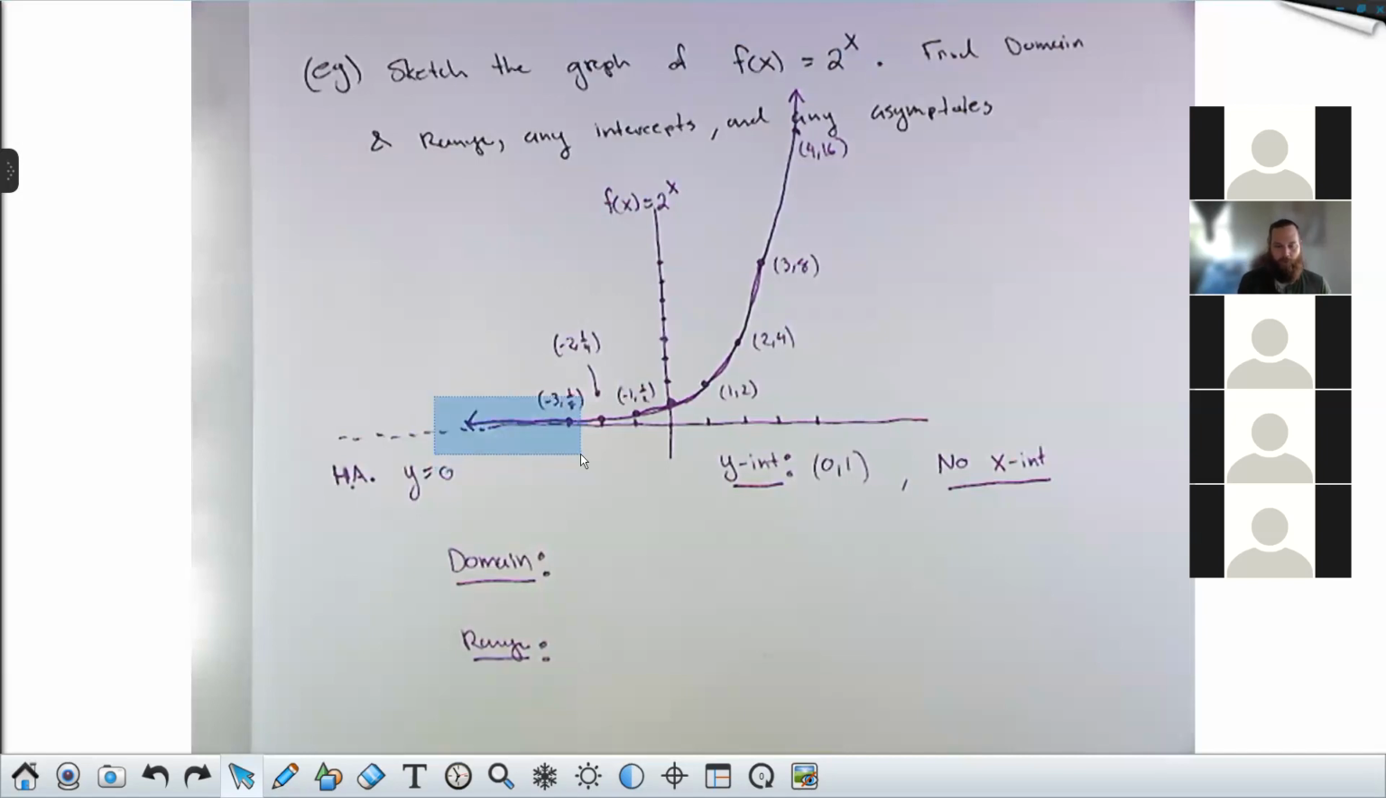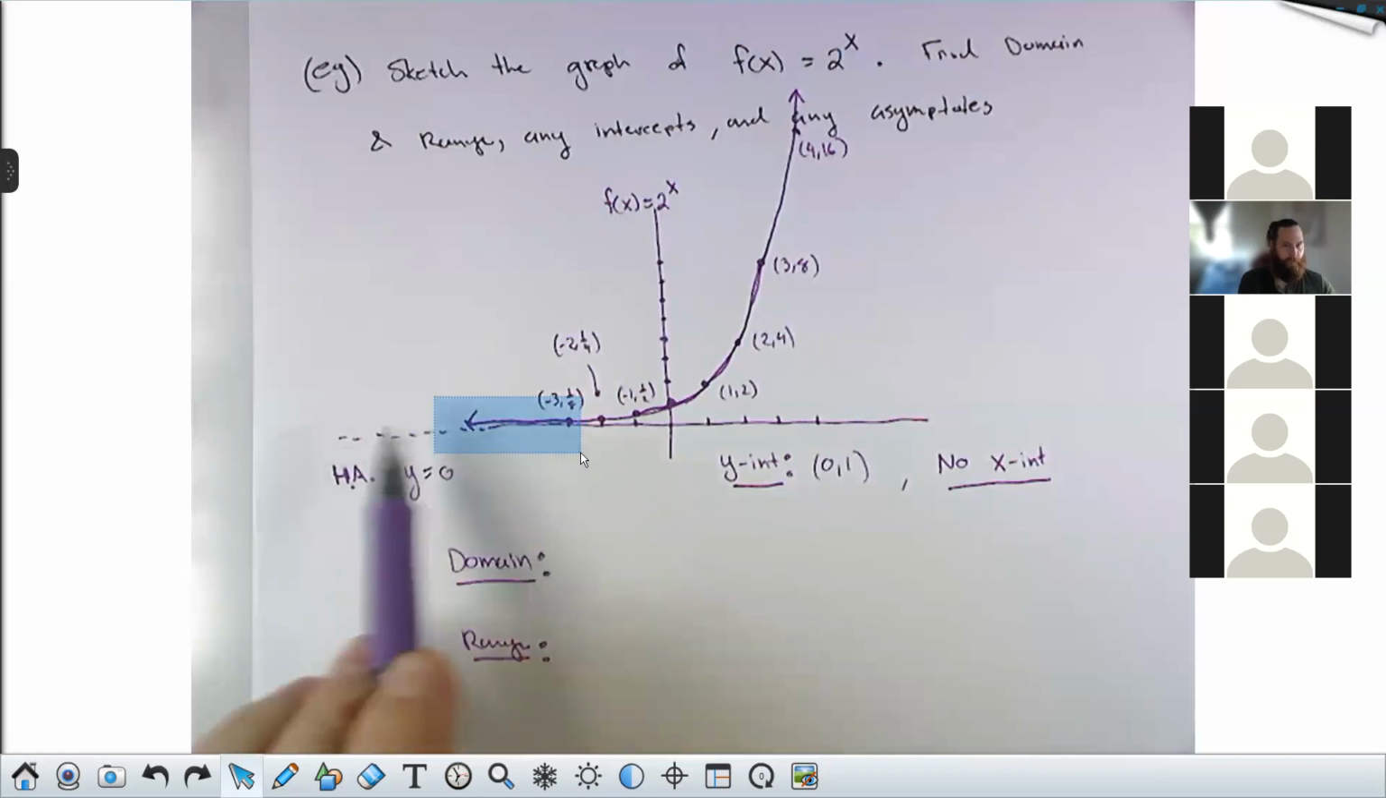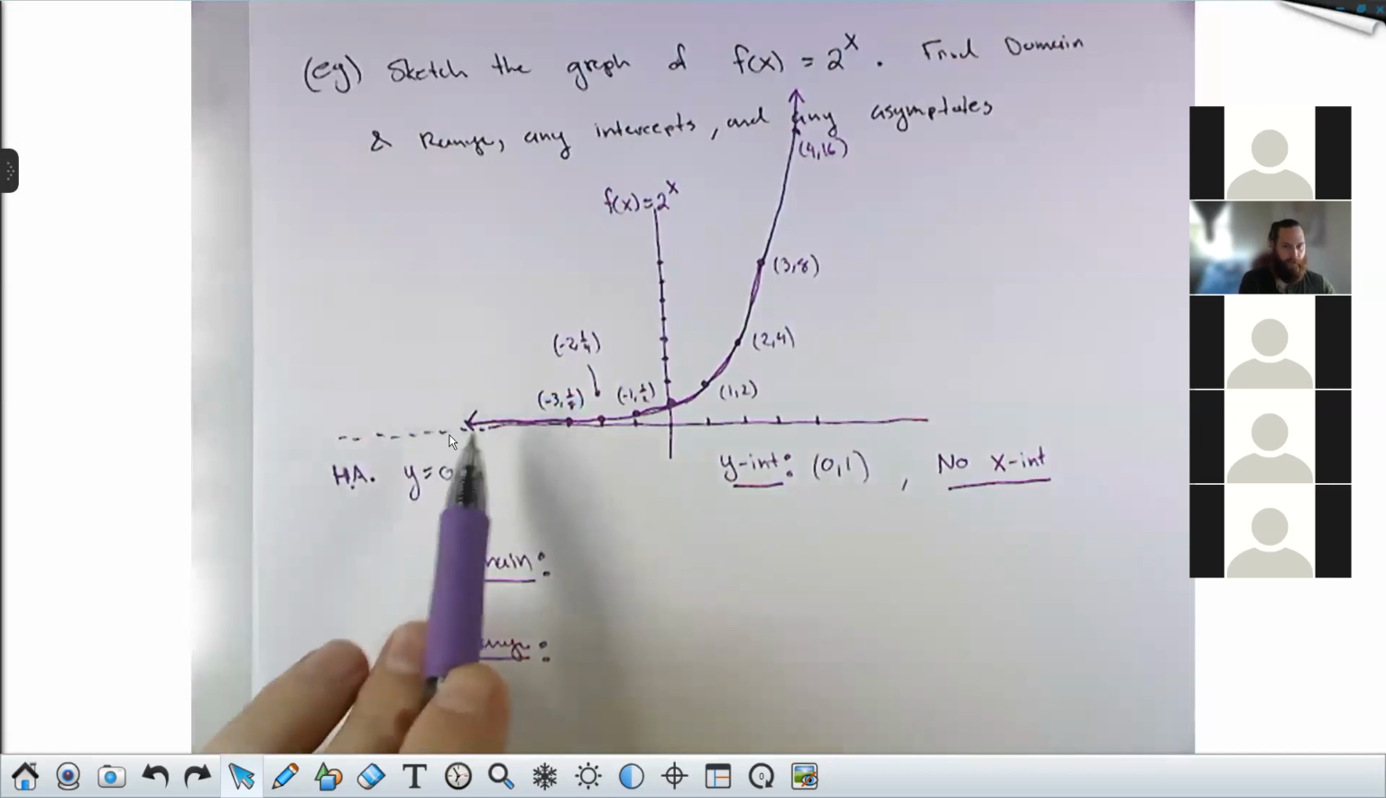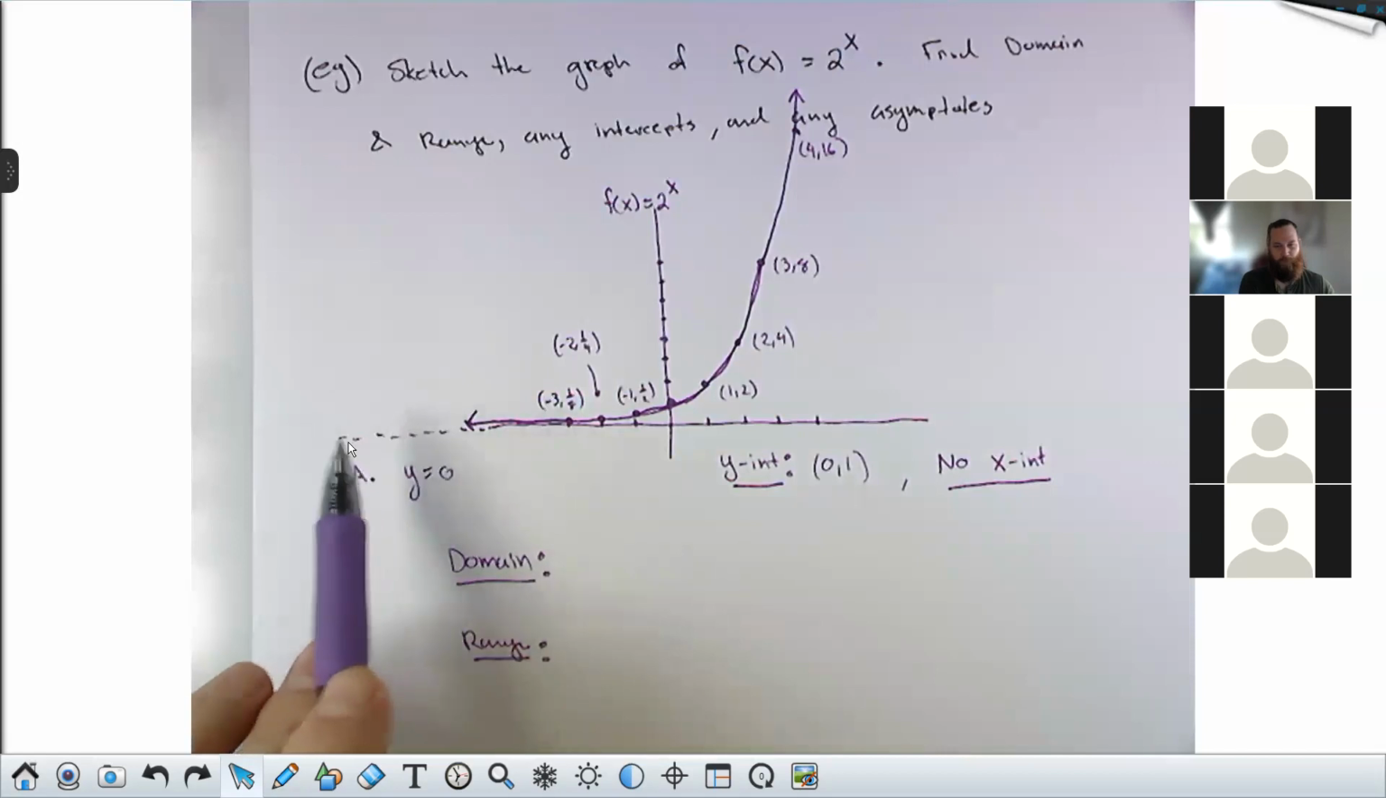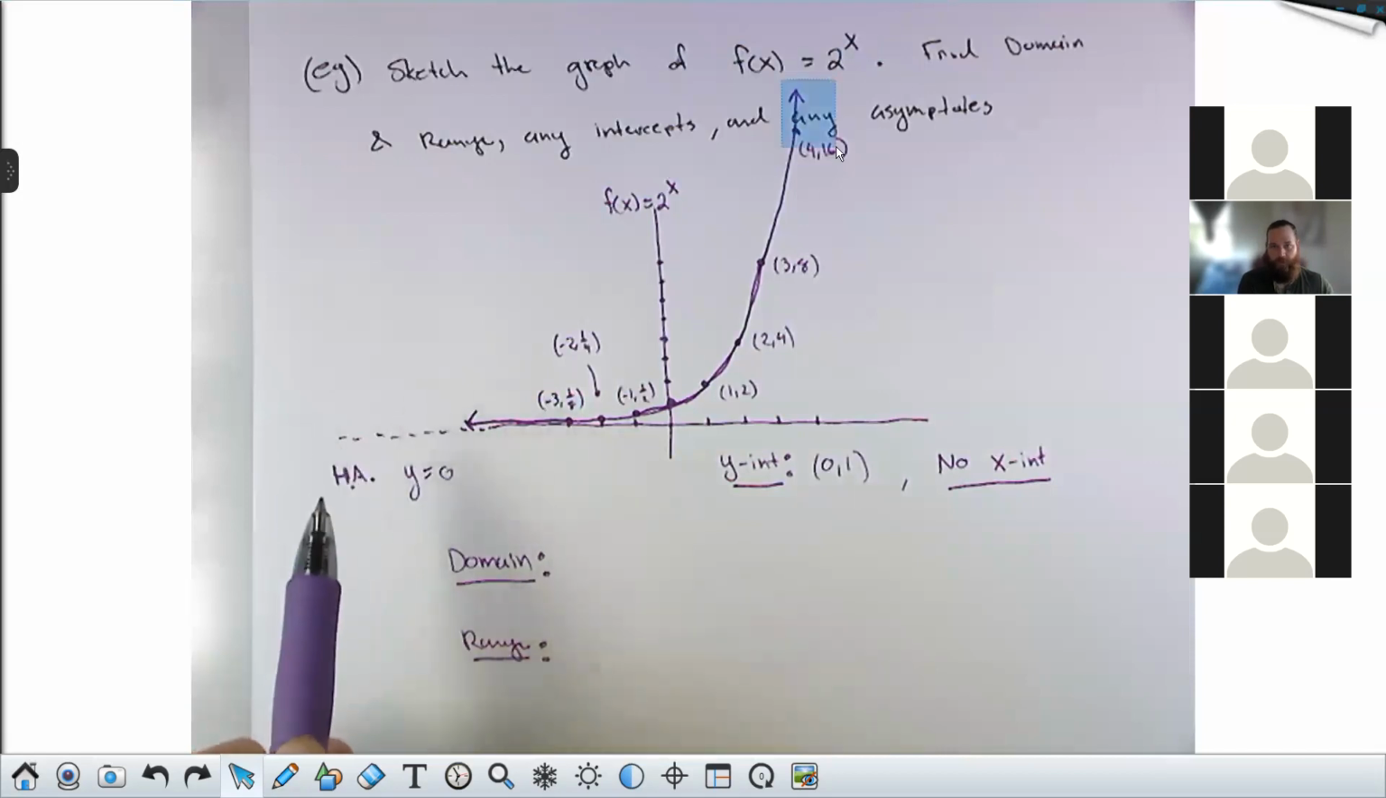So this arrow goes further and further to the left. This goes off forever and ever and ever, getting as close as you possibly can to this horizontal asymptote, but never touching it. This arrow goes up and up and up. Every time you go to the right, that height doubles. What is my domain? Negative infinity, comma, infinity. Very good, right?